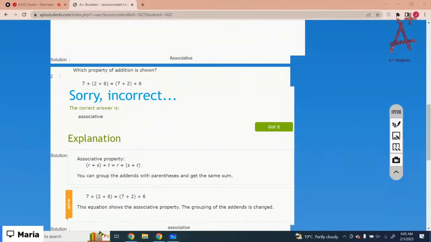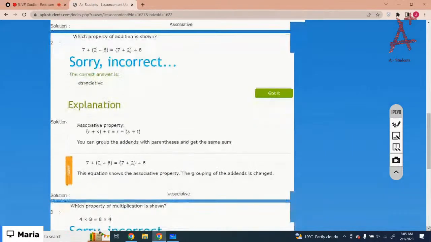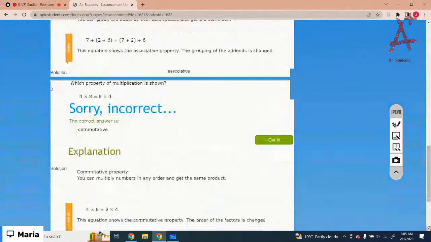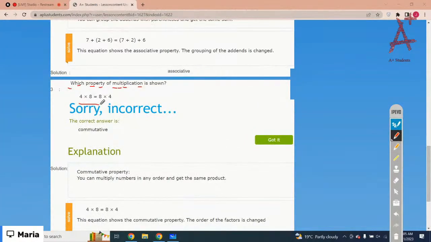Okay, the next one is which property of multiplication is shown. Okay, you have 8 times 4 and 4 times 8. Got it? On both sides the numbers are exactly the same, just the order of multiplication is different. Whenever two numbers are involved on both sides, the same two numbers, and they are multiplying in different orders, that would be the commutative property of multiplication.